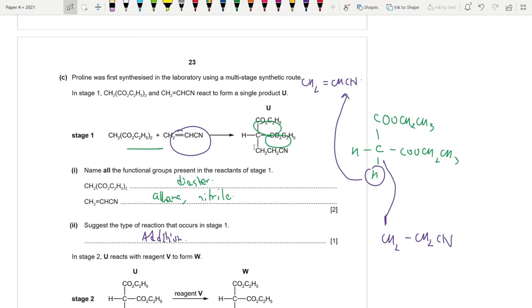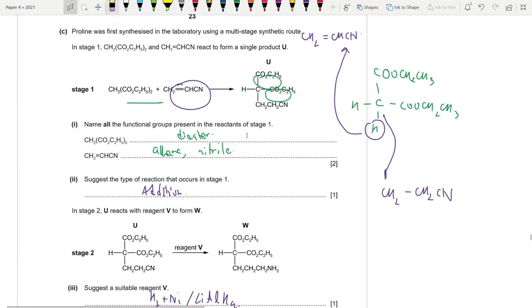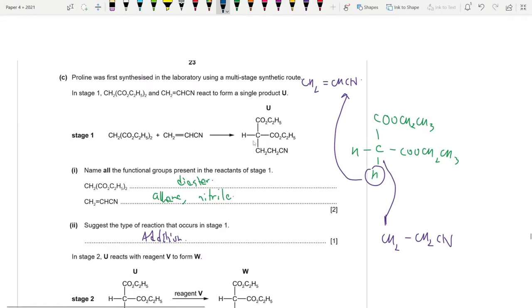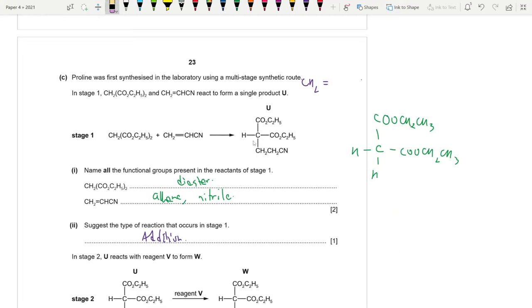Next, proline was first synthesized in the laboratory using a multi-stage synthetic route. In stage 1, CH2(CO2C2H5)2 and CH2=CHCN react to form a single product. So name the functional groups present in the reactants in stage 1. This is our compound basically: CH2 with 2 groups of CO2C2H5.